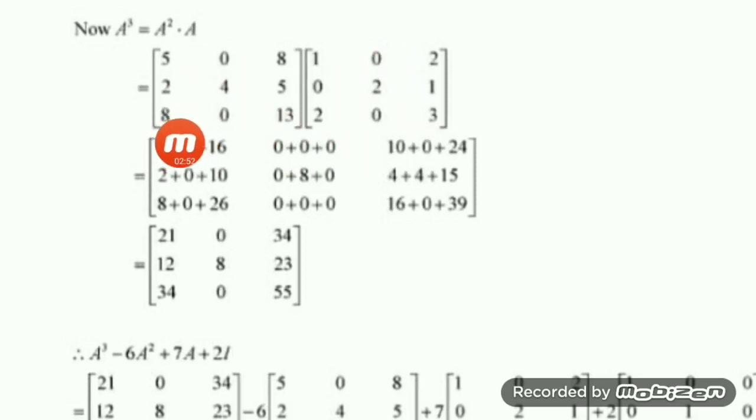Let us discuss the third row. Third row, first column: 8 into 1 is 8, 0 into 0 is 0, 13 into 2 is 26. And third row, second column: 8 into 0 is 0, 0 into 2 is 0, 13 into 0 is 0. Third row, third column: 8 into 2 is 16, plus 0, and 13 into 3 is 39.